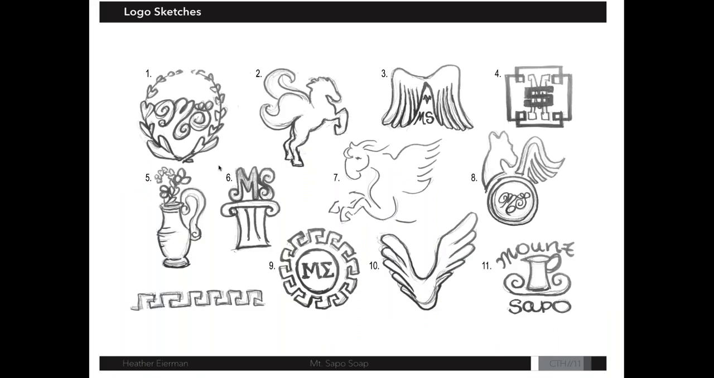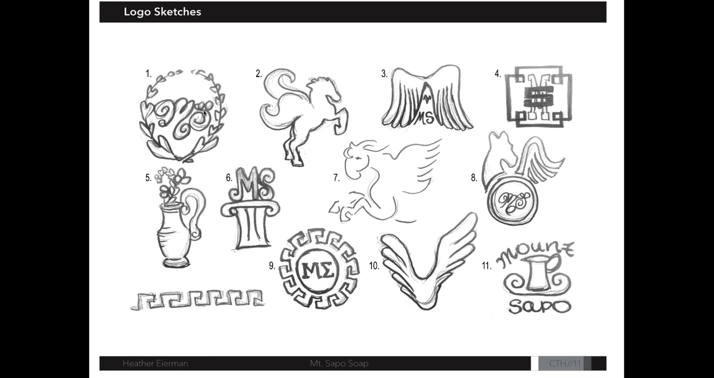Okay, this isn't really relevant. This is what your sketches could look like. So this is a student example. This is Heather Ironman's. She had Mount Sappho soap, which is sort of a Greek soap. So you can see her sketches are not the best drawings in the world, but they're clear. You can tell what the idea is.